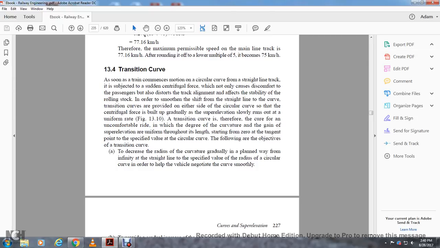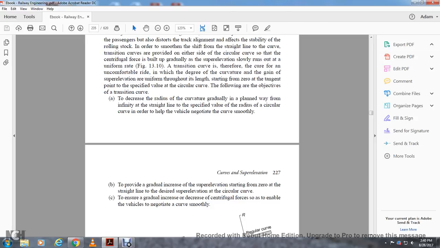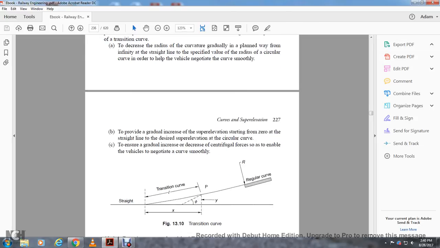The transition curve, therefore, is a curve in which the degree of curvature gains uniformly with its length, starting from zero at the tangent up to a specified circular curve value. The objective of the transition curve is that the radius of curvature changes gradually from infinity on the straight line to the specified value on the curve, to help the vehicle negotiate the curve smoothly. It provides a gradual increase of super elevation from zero on the straight line to the desired super elevation on the circular curve, ensuring a gradual increase of centrifugal force. Figure 13.10 shows the transition curve.